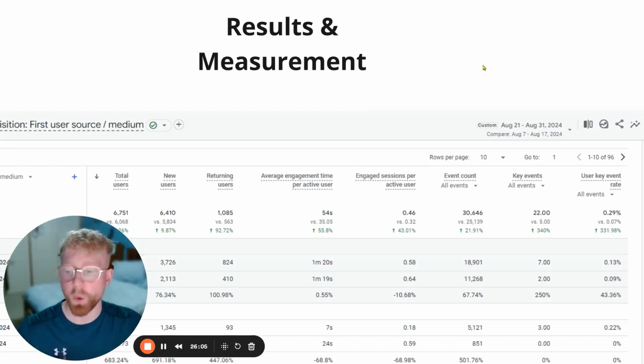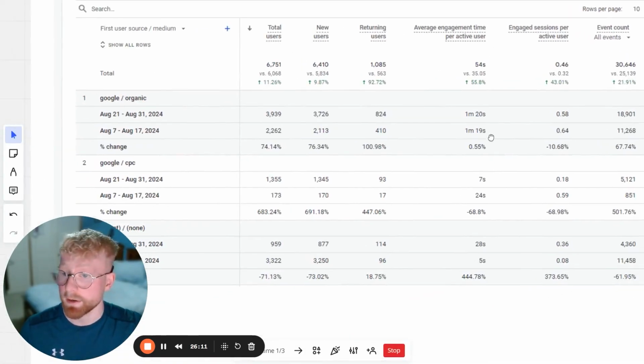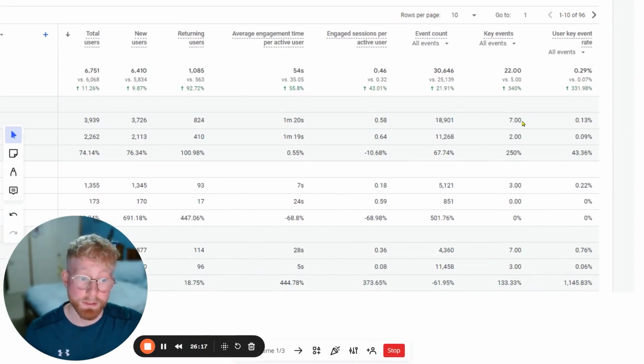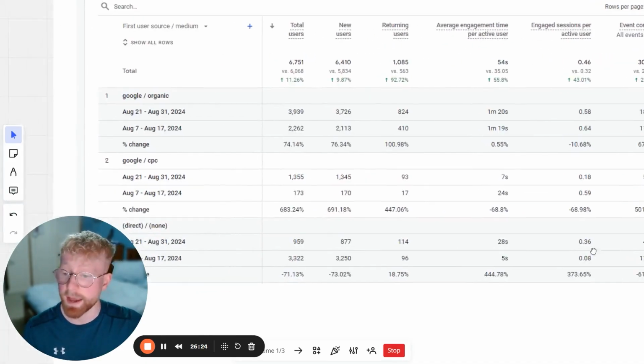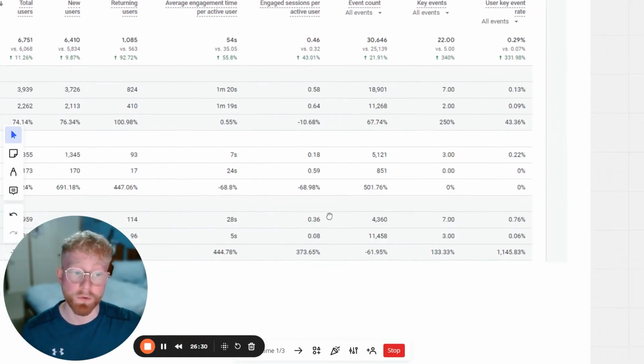But I want to show you where the increase actually came from. As you can see, 7 conversions here, and that came from Google Organic. So organic search saw the largest increase, followed by direct. I mean, direct had the same. So direct and organic search had the largest increase in total conversions.